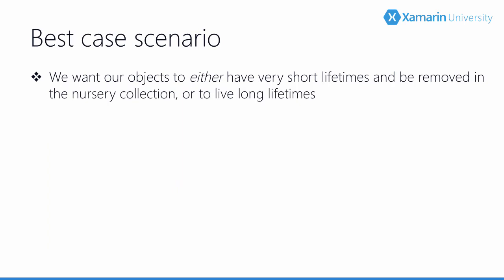Now, one of the things that happens when we talk about garbage collection is we have to think about when objects get collected. And the best case scenario, and what we really want to have happen in a GC-based system, is we either want our objects to live a very short amount of time and die in the nursery, so allocated in the nursery and get collected as part of the next nursery collection, or we want them to be promoted to the major generation and live forever. One of the two. Those are the two best case scenarios.